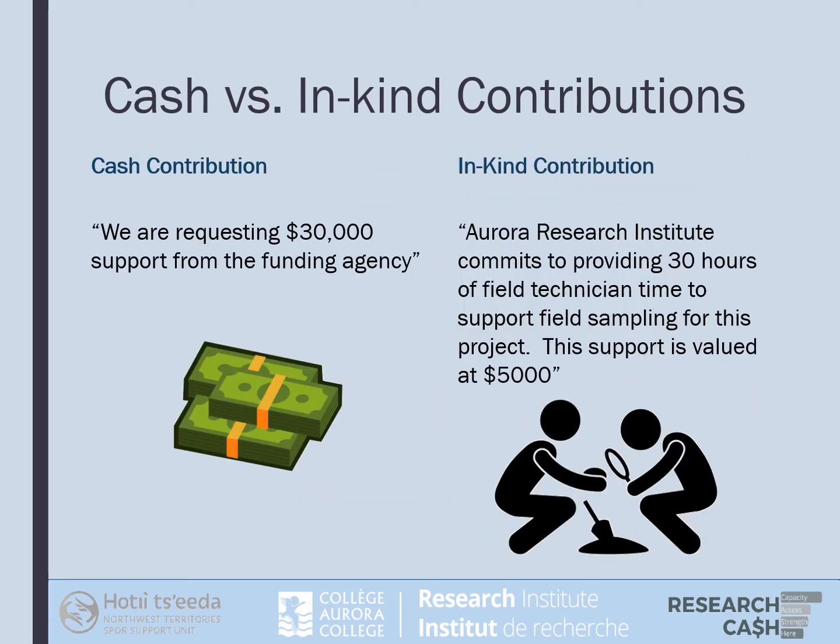Here are some examples of cash and in-kind contributions and what they might look like. A cash contribution may be $30,000 in cash requested from a funding agency like NSERC. An in-kind contribution may be the Aurora Research Institute committing to have their field technicians spend 30 hours of time doing field sampling for your research project. The technicians are providing a service, not money, and the in-kind support is valued at $5,000. In-kind contributions will always have a cash value attached to them.